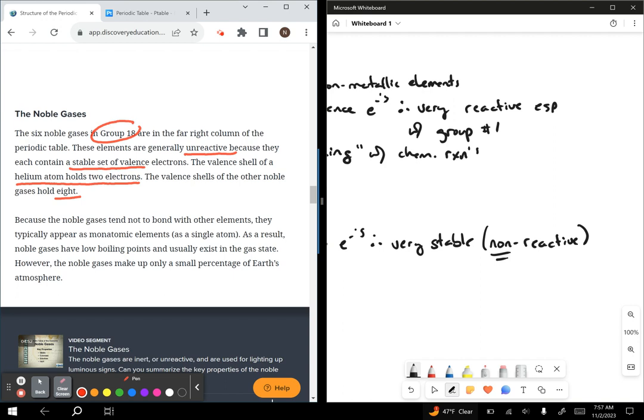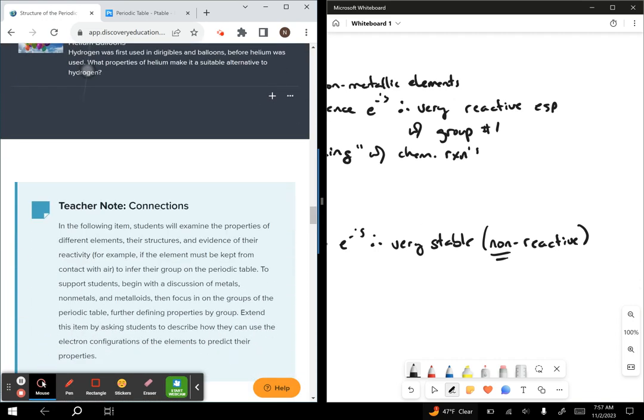Let's see here. This is an interesting point too, because they do not bond with other elements. They typically appear as monoatomic elements. Typically, they're just bonded to each other, in like gas type of diatomic molecules or things like that. Okay, and let's continue to move on here.